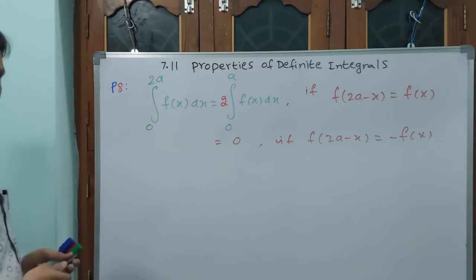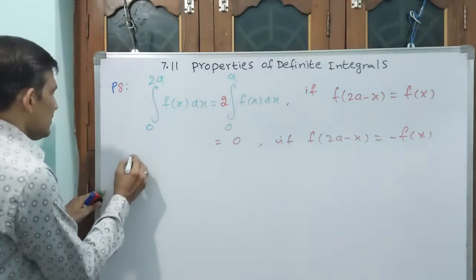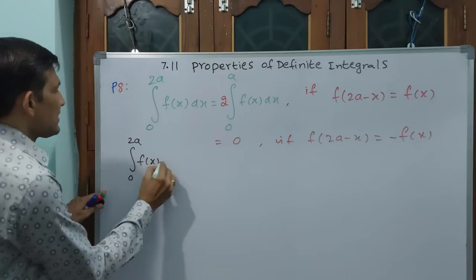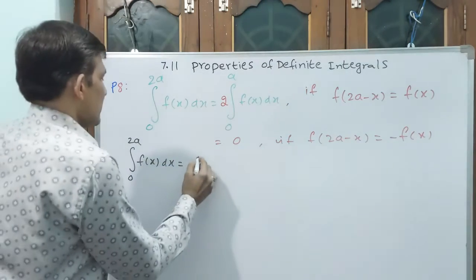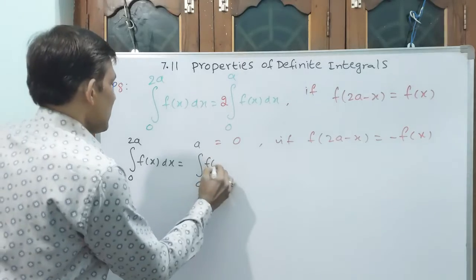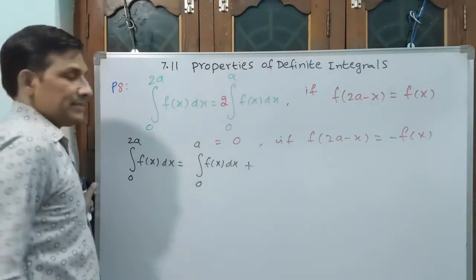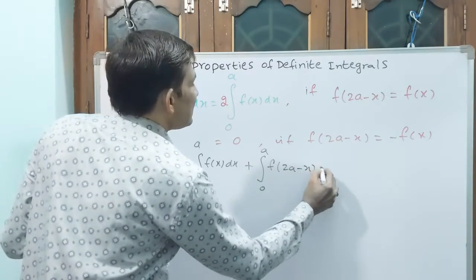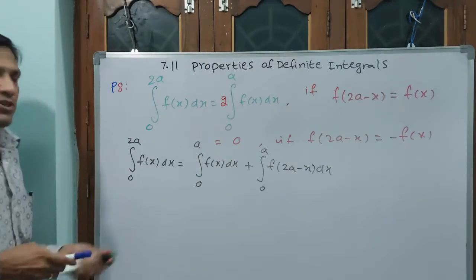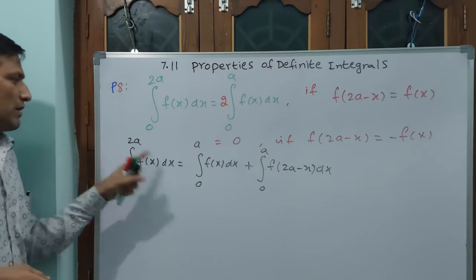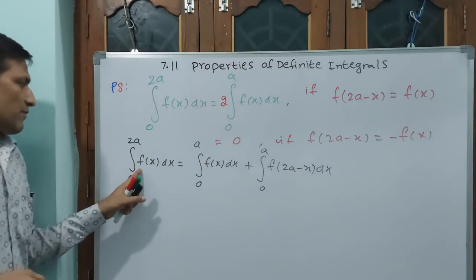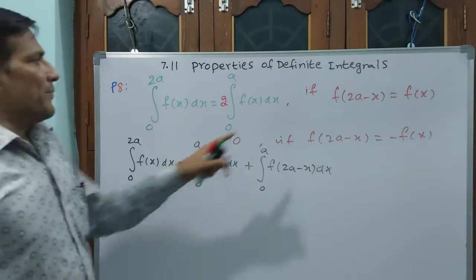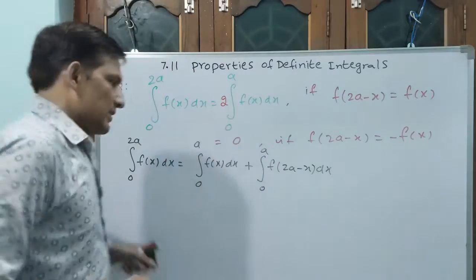See, we know one property already, we have just now done. What is that property? I am writing it. You see, that property is like this, property number 7 I think. 0 to 2a f of x dx is equal to 0 to a f of x dx plus again 0 to a only, but this time f of 2a minus x dx will come. This property we have just now proved. 0 to 2a will come, but here 0 to a will come. See, here f of x, but the second one f of 2a minus x. Now you go back. If f of 2a minus x is equal to f of x, write down.